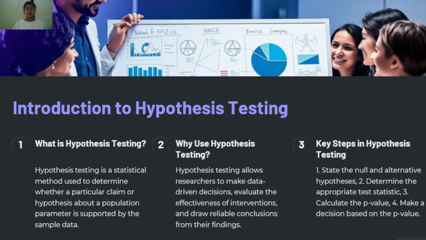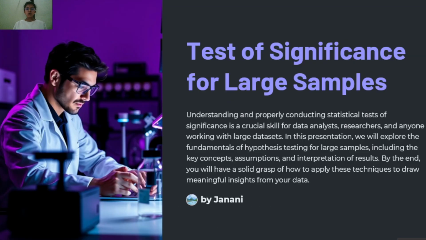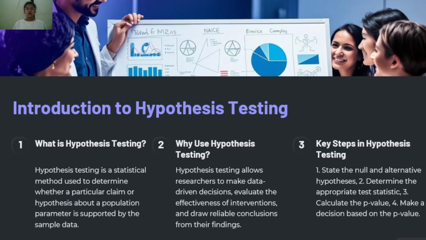Next we have introduction to hypothesis testing. So what is hypothesis testing? It is a statistical method used to determine whether a particular claim or hypothesis about a population parameter is supported by the sample data or not. Why do we use hypothesis testing? It allows researchers to make data-driven decisions, evaluate the effectiveness of interventions, and draw reliable conclusions from their findings. Key steps in hypothesis testing: state the null and alternative hypothesis, determine the appropriate test statistic, calculate the p-value, and make a decision based on the p-value.